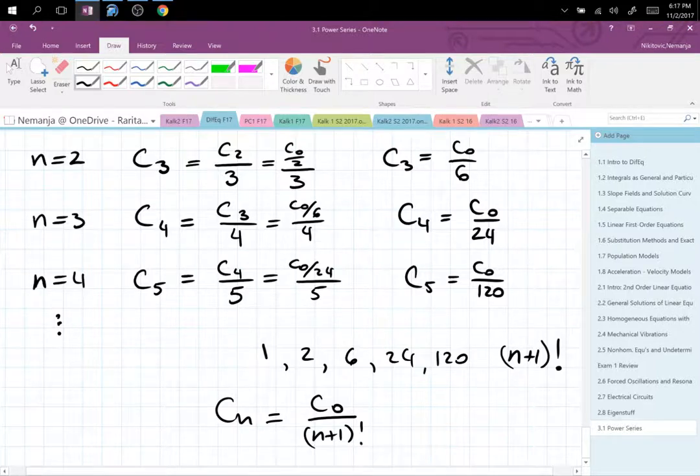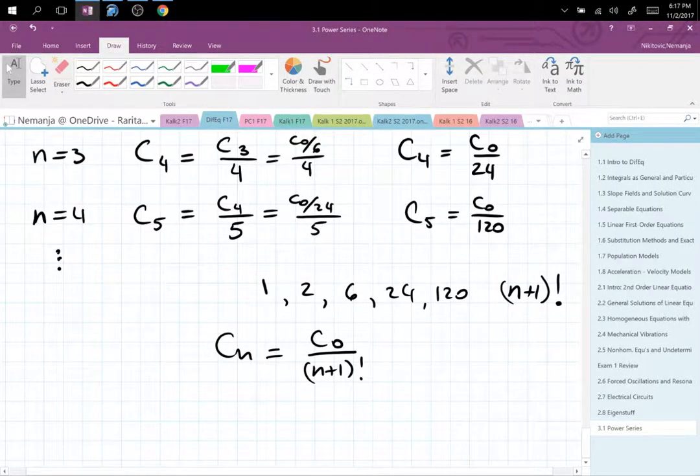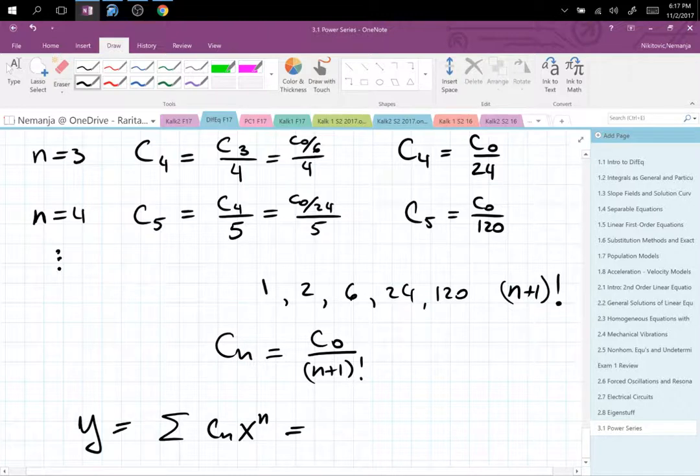Now, how's this relevant? Well, I found the only unknown thing which I had, and there were coefficients. Remember that I assumed the solution, which was summation Cn x to the n. But now I know what Cn's are. It's C0 over n plus 1 factorial.